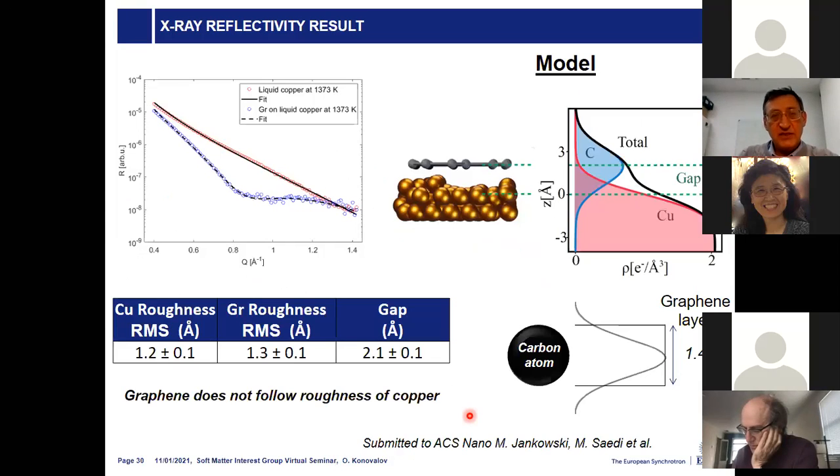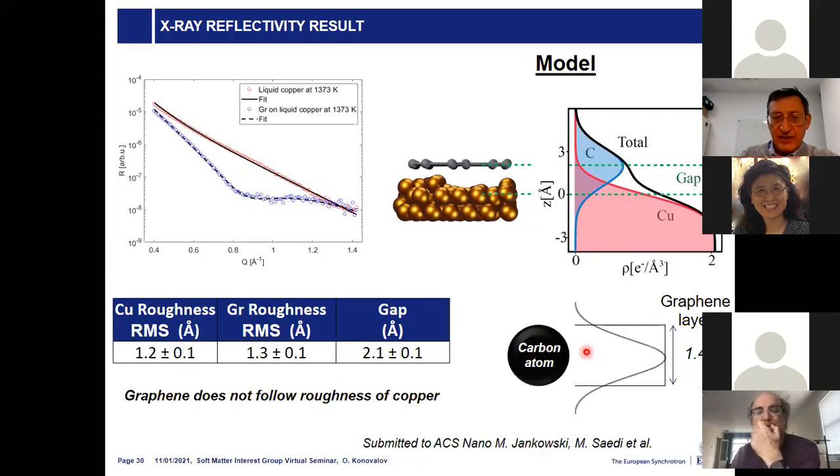And then this image shows the final result of our measurements and analysis. The red curve is a reflectivity curve on the liquid copper, and the blue one is the reflectivity curve on the copper with graphene. And then from the minimum, we were able to find the gap between the graphene and the copper. In this case, by gap we mean the distance between the center of the graphene layer and the deflection point on the copper surface.